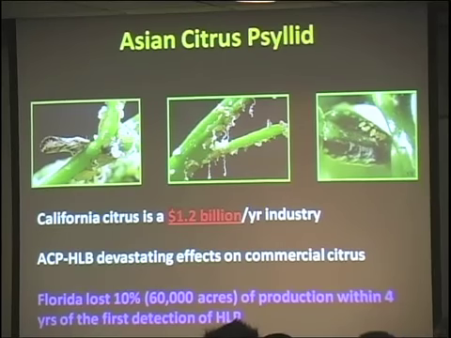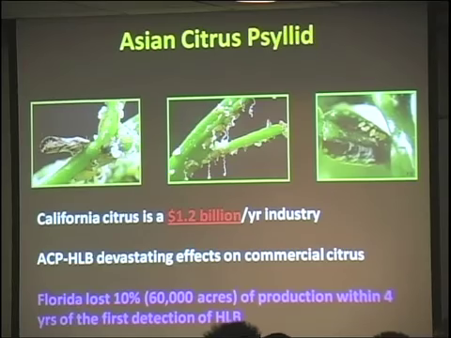Florida detected the disease in about 2005. And within 4 years of the detection of that disease, they lost 10% of their citrus acreage, or about 60,000 acres, in about 4 to 5 years. That is unbelievable. And there's no cure for this disease. 60,000 acres wiped out by this disease in about a 4 to 5 year period. Is California going to be looking at a similar fate?